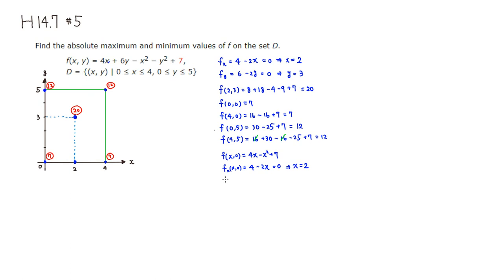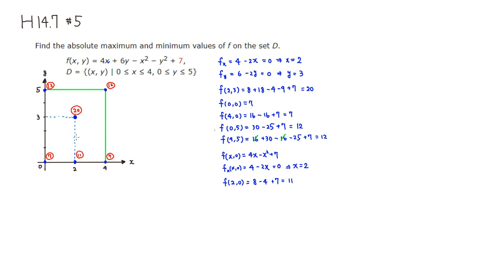So you just plug in: y value is 0, but x is 2 there. So 4 times 2 is 8. Y is 0, so x squared would be 2 squared, which is 4. And then y squared is 0, plus 7. So 8 minus 4 is 4, plus 7 is 11. So you get a value of 11 there.